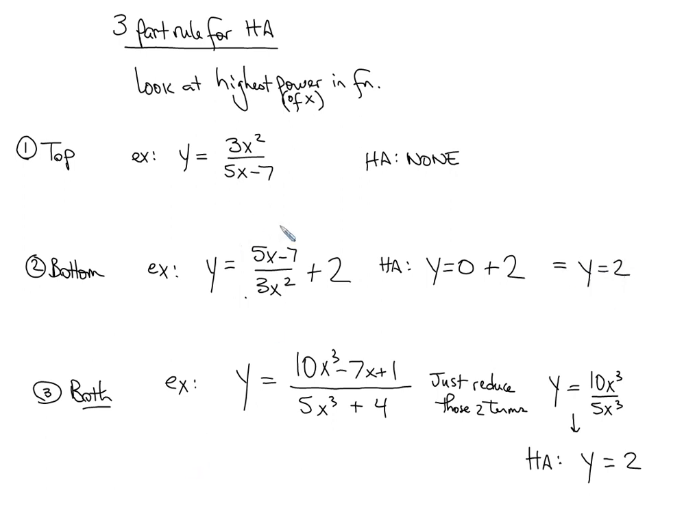If this, instead of being a plus 2, happened to be a minus 12, then this would have been y equals 0 from this piece, minus 12 from this piece. It would be y equals negative 12. Does that make sense? So you apply the rule just to the fraction part, and then if there's something extra being added or subtracted, you add or subtract that from whatever the three-part rule gave you. Does everyone understand that?